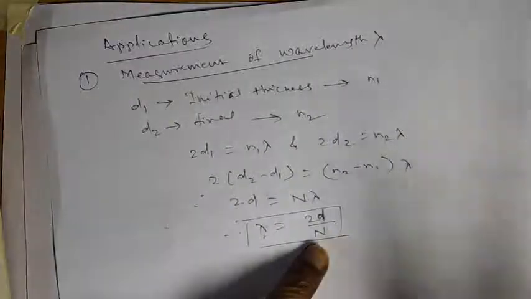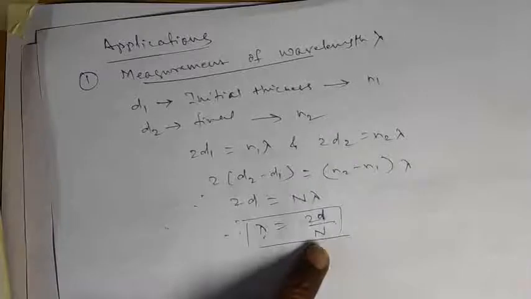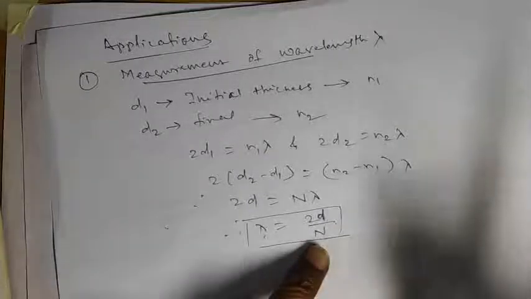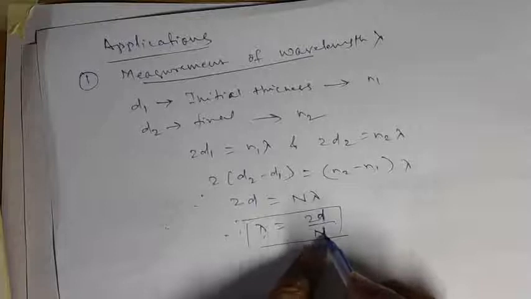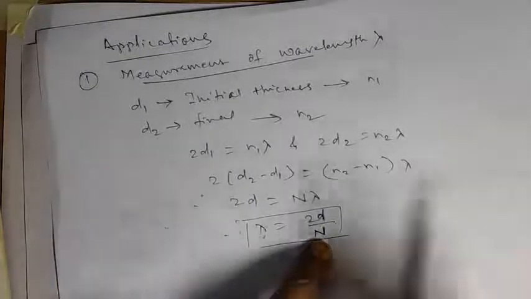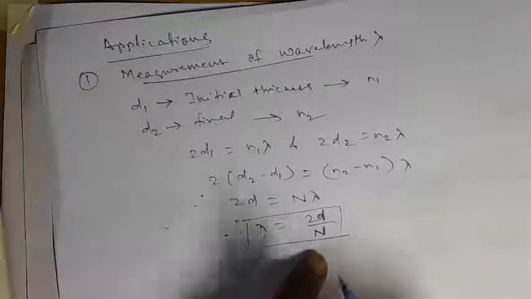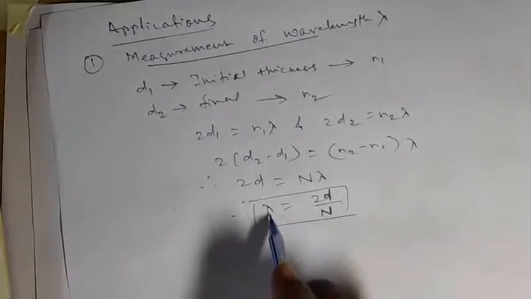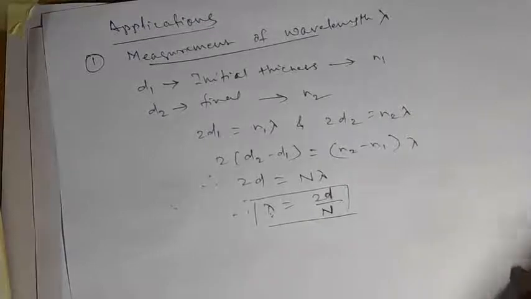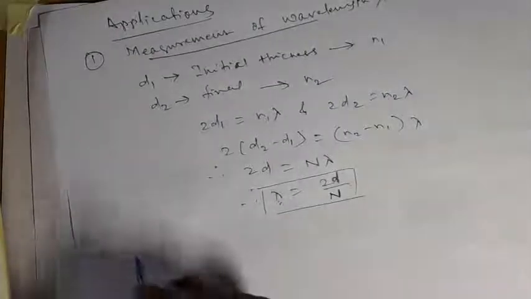There is a precision screw arrangement for the mirror M1, and we can take the reading of that. And capital N is the total number of rings which are appearing and disappearing at the center, that we can measure, and therefore the wavelength can be determined. This is the one application.